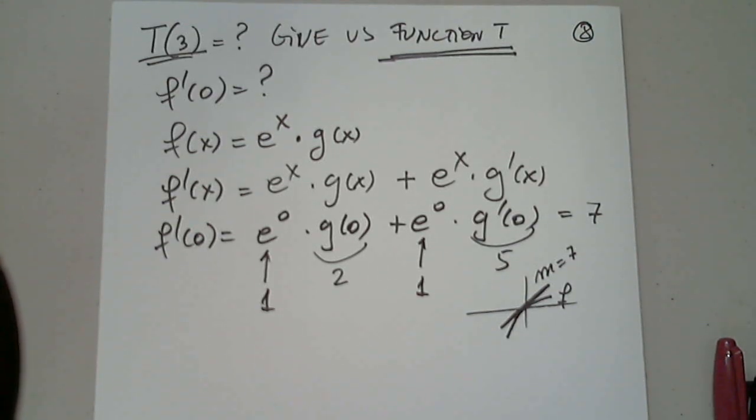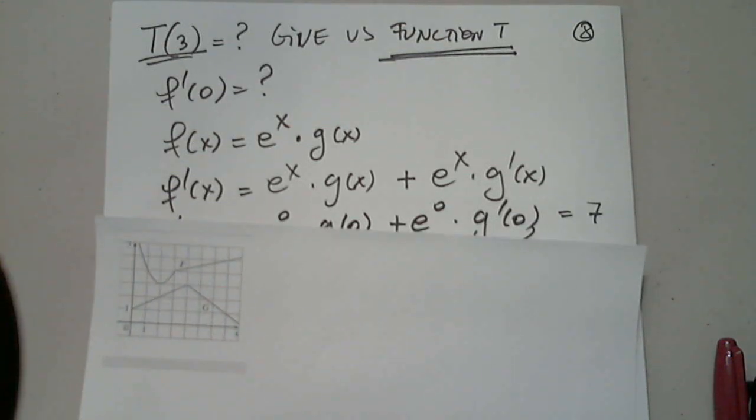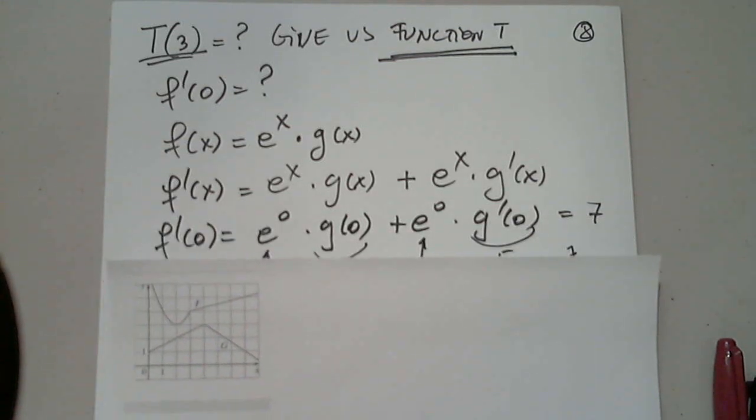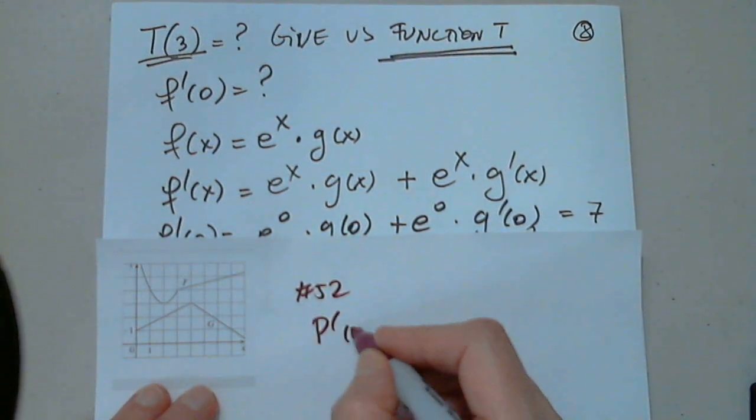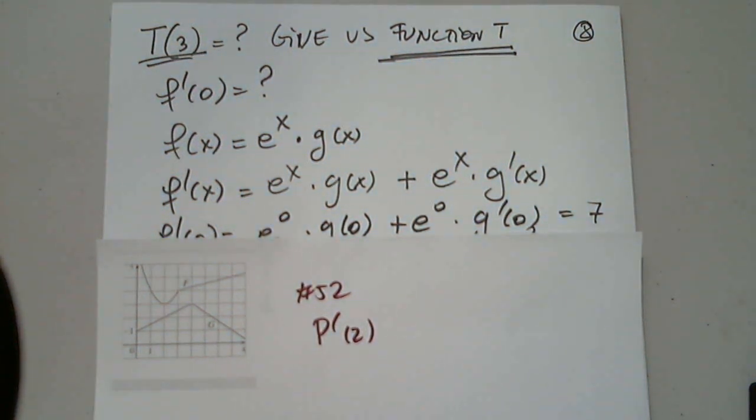So now my question is, which one do we prefer? Do we want to determine part A or part B? A. So we want to find P prime of 2. This is problem 52. They're giving us that P of x is the product, so P of x is f of x times g of x. Awesome. Perfect.